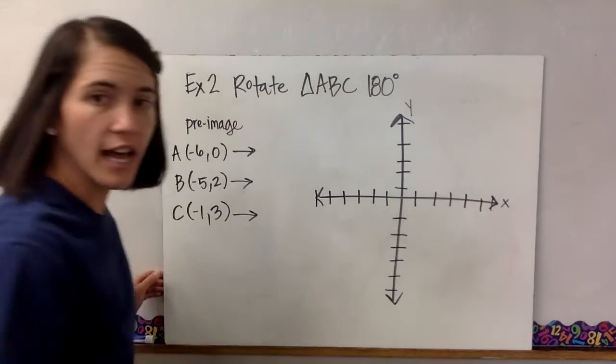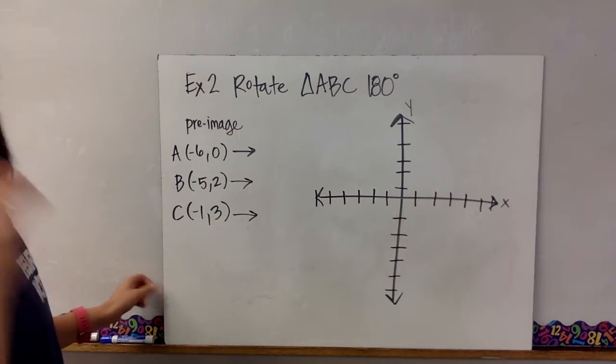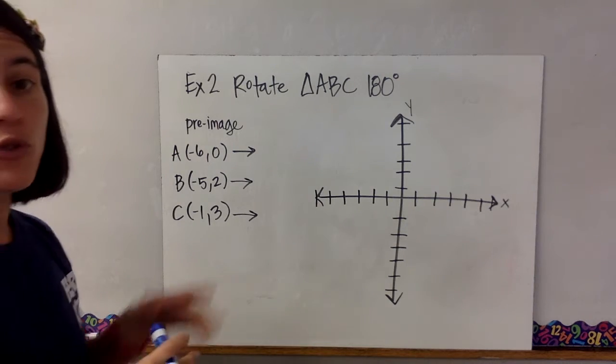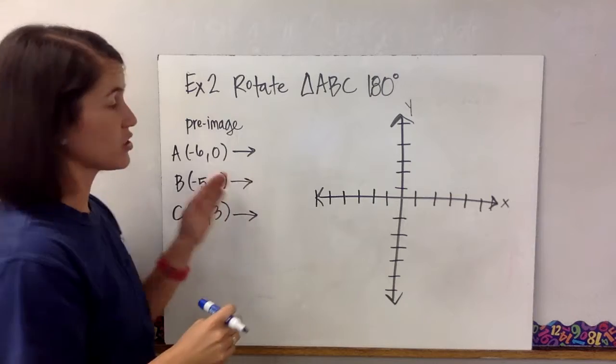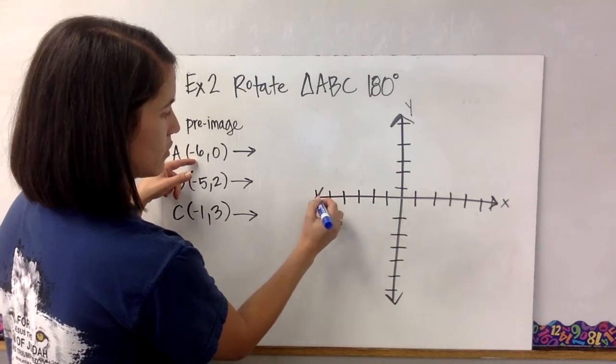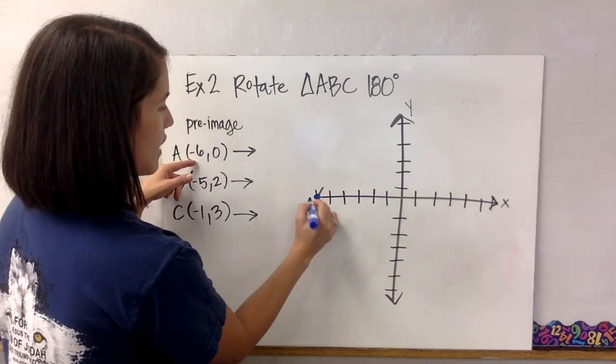All right, copy this down, coordinate plane and everything. We need to graph this pre-image, this original image. Negative 6, 0. Oh, so it's right here. So it's A.